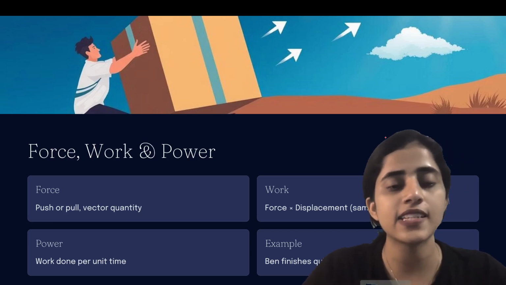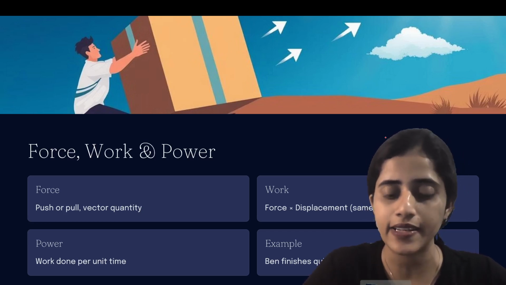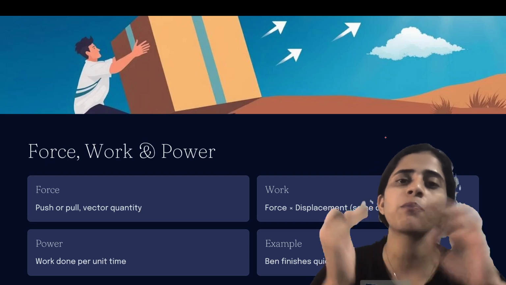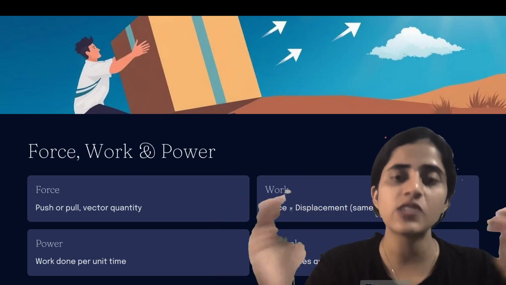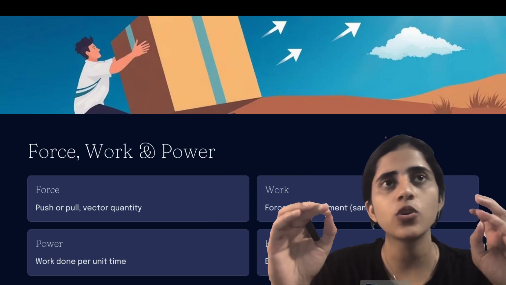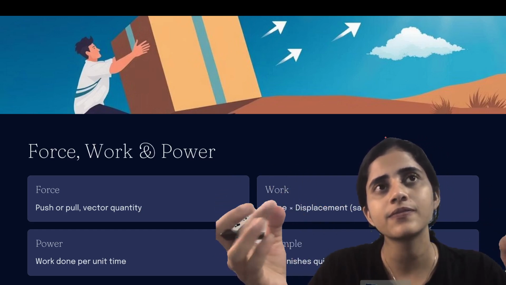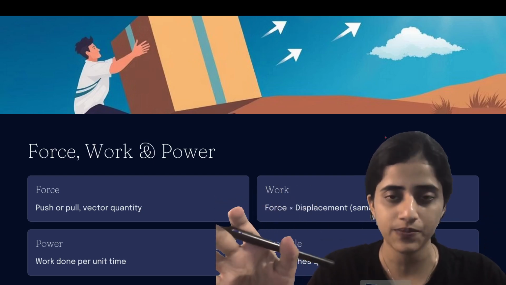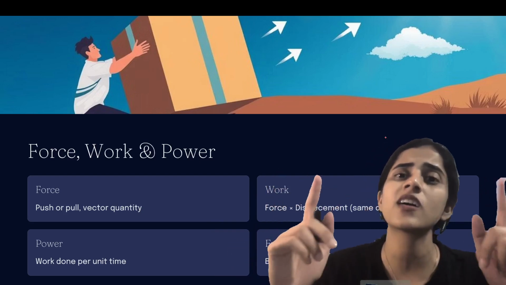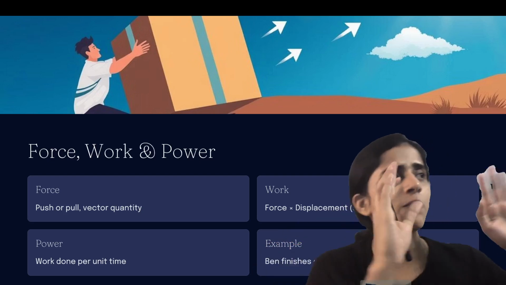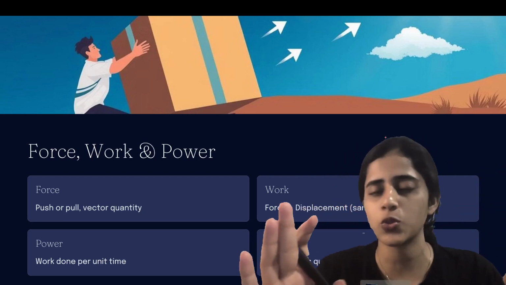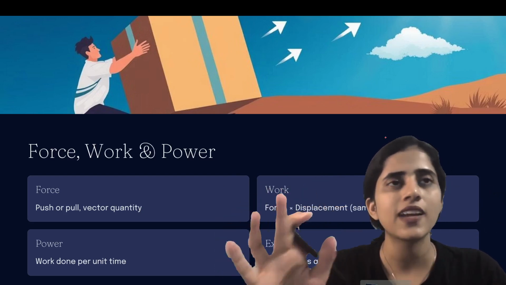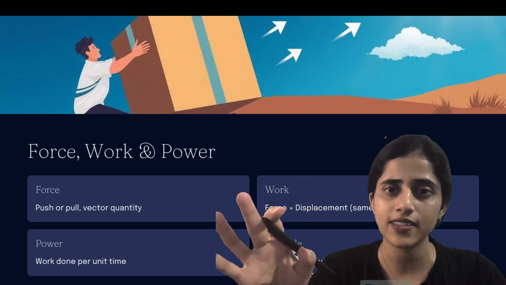Next is force, work and power. So what is force? Force is a push or a pull. It's a vector quantity. So if I push you, you move. I'm applying a force there, that's why you're moving. But am I really doing work there? Now, if I'm pushing a wall, I'm applying a force on the wall continuously for a long time. But am I really doing work there?